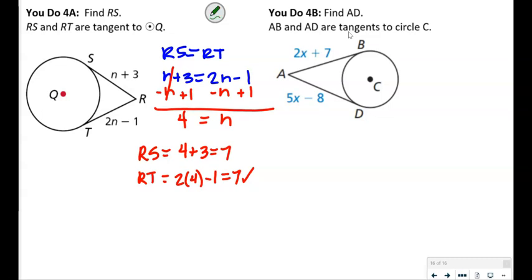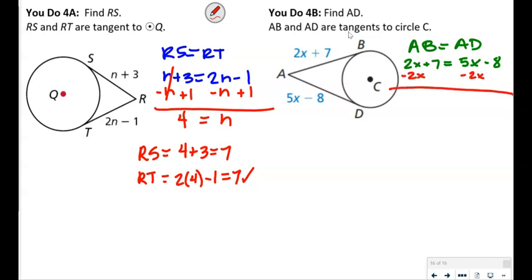So this one again is AB is going to be equal to AD, right? So we're going to do 2x plus 7 is equal to 5x minus 8. Once again, going to subtract my 2x here and 2x here. That's now gone, so I get 3x here, and then I'm going to add 8 to both sides. So now that's gone, and that's equal to 15. Recalling that the opposite of multiplication is division, we're going to divide both sides by our 3 here. So x is equal to 5.